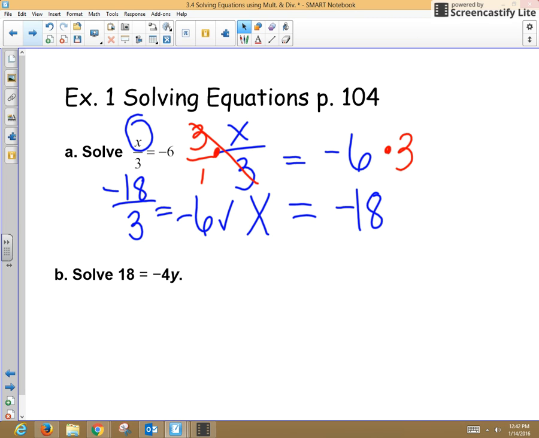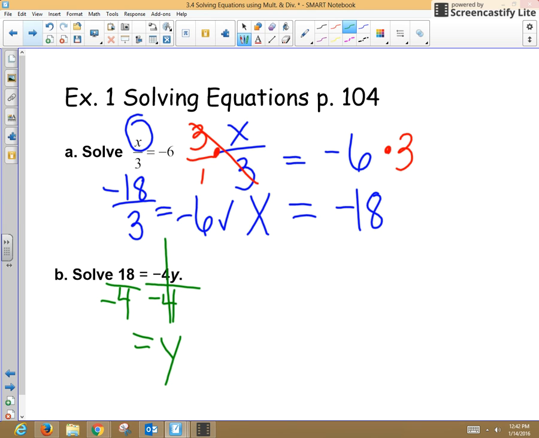Now, let's solve B. 18 equals negative 4y. Negative 4y means negative 4 times y. So to undo the multiplication here, we need to divide, use the inverse operation. Divide negative 4 to both sides. Now I know negative 4 divided by negative 4 cancels out to 1. So 1y is simply just y.